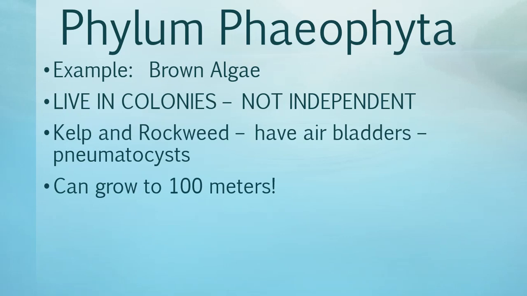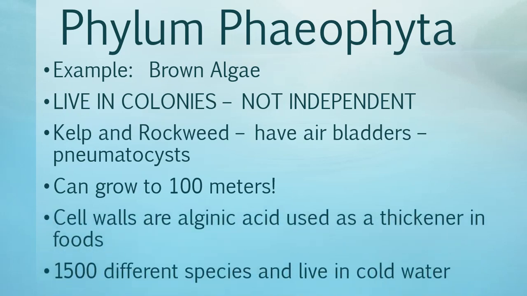Even though you might think kelp looks kind of green, it is considered brown algae because some of the colors in it actually have a brown tint to them. They can grow to be 100 meters long. Their cell walls are made of alginic acid.